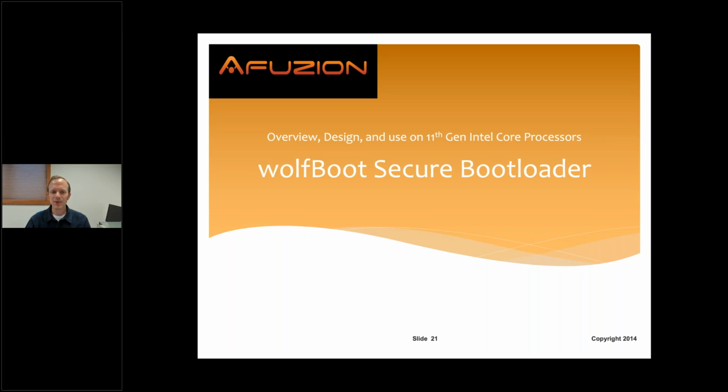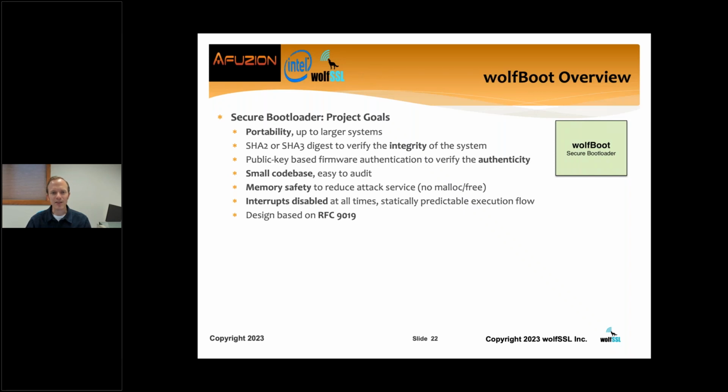So onto wolfBoot, an overview, the design of our bootloader, and how it can be used on 11th generation Intel Core processors. When we started the project, some of our project goals are listed here. We wanted it to be portable all the way from bare metal, small, low-level systems up to larger systems. We wanted to verify the integrity of the system using SHA-2 or SHA-3. We wanted to verify the authenticity of the firmware image using public key-based cryptography. We wanted the code base to be small, which also meant it was going to be easy to audit. We wanted memory safety to help reduce the attack surface, meaning no dynamic memory use. We wanted interrupts disabled at all times, which gave us a statically predictable execution flow. And like you saw in the previous slide, we were going to base it on RFC 9019.